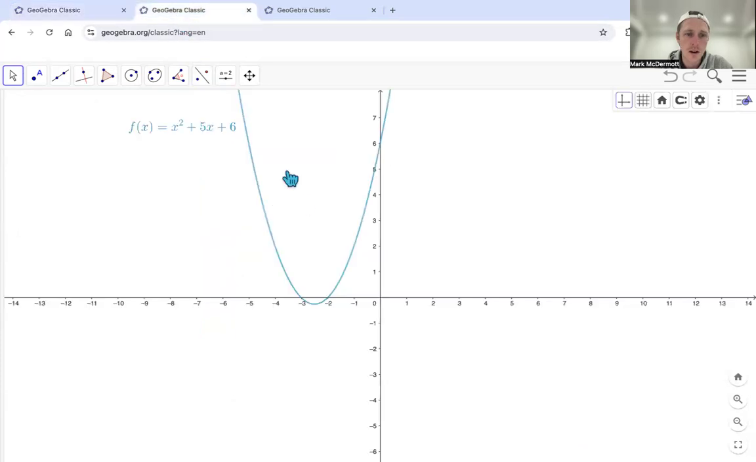Let's have a look at the graph. This is the graph. This is what it looks like. If you had a calculator and you just wanted to graph it, you could do that. So we said, where does this equal 0? Well, we can see at -3 and -2, we have x-intercepts. So that's graphically why it's a solution.